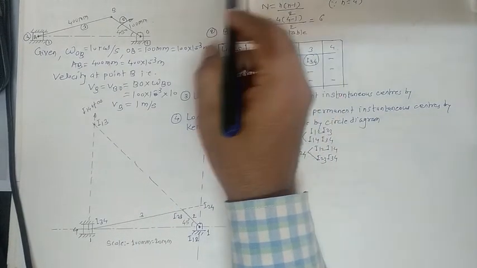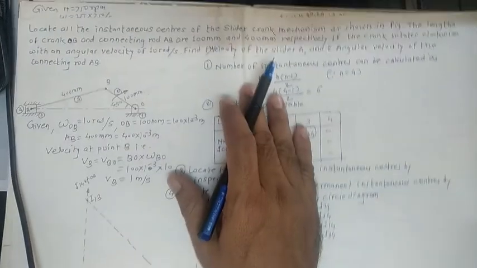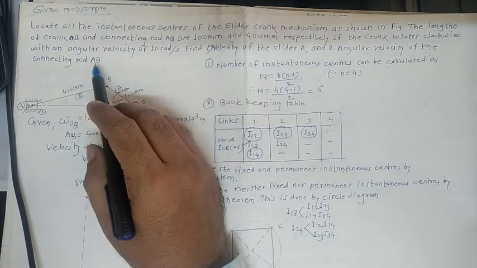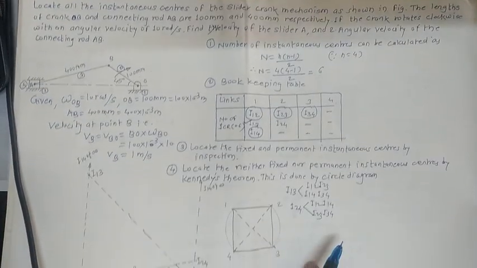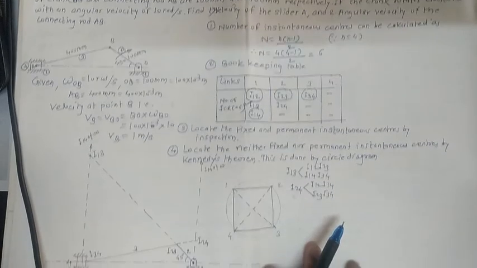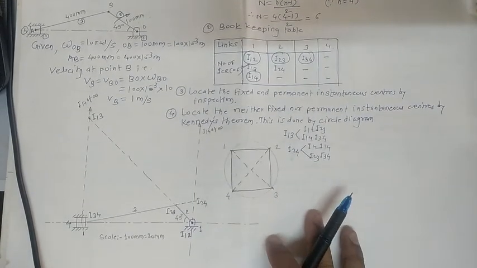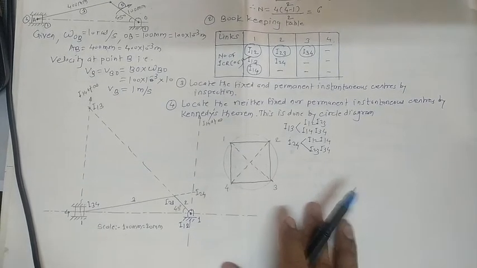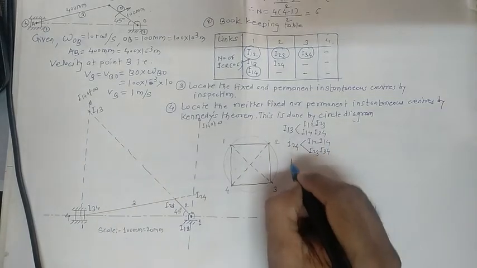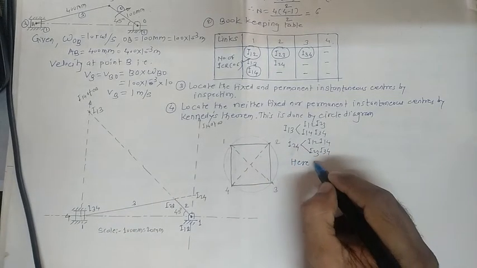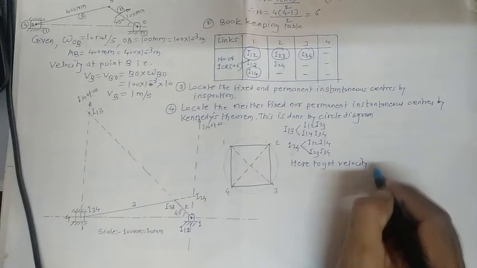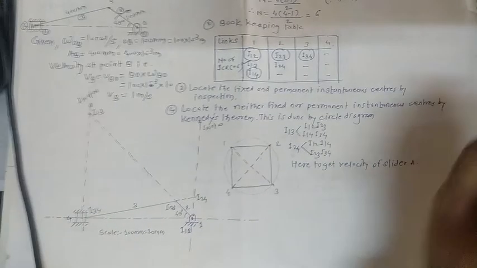My aim is to calculate this one, velocity of the slider A, and second point, angular velocity of the connecting rod AB. For that velocity of the slider A, just focus on the available data with us. Okay, for that if I consider the relation in this way, to get velocity of slider A, we know.